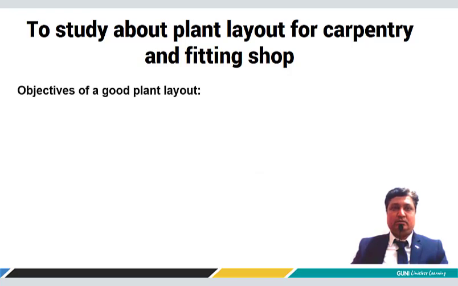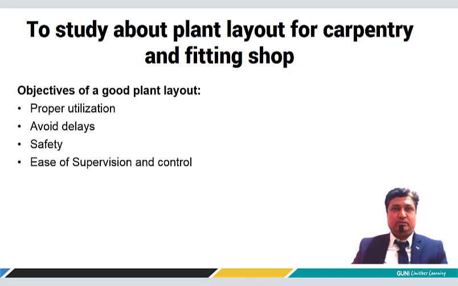Now let's see about the various objectives of a good plant layout. The main objectives of a good plant layout are proper utilization, avoiding delays, safety, ease of supervision and control, improved productivity, and reduced handling cost.